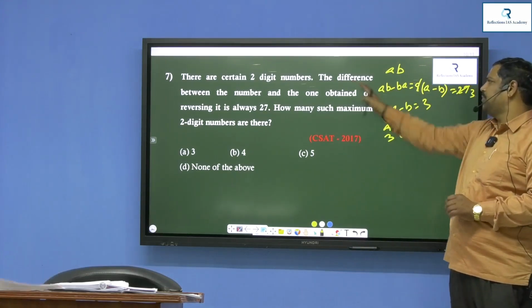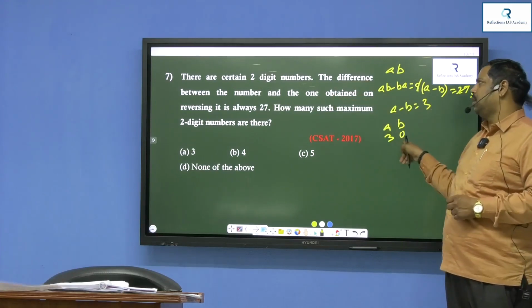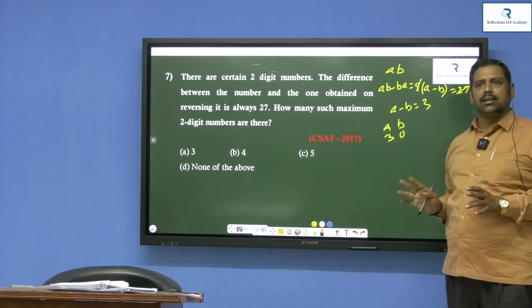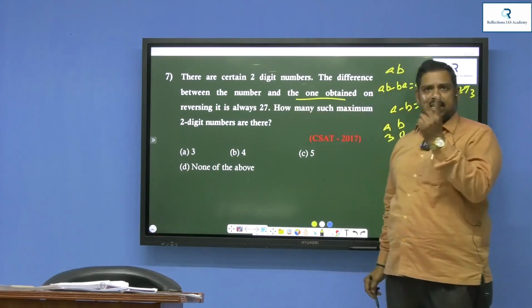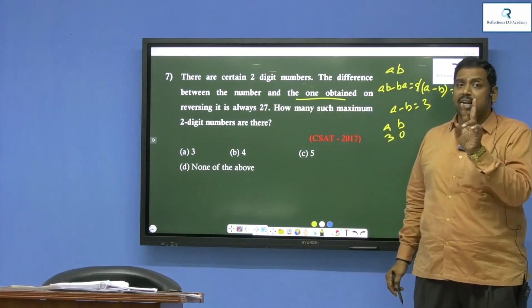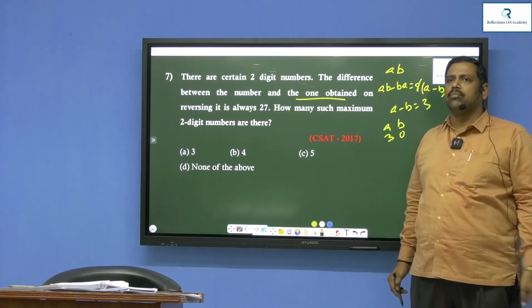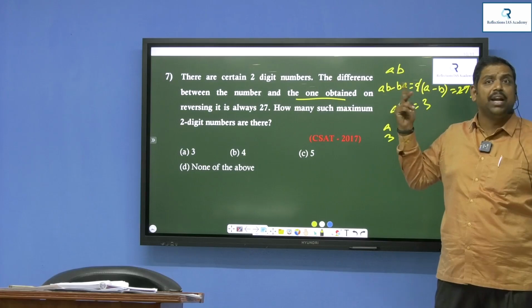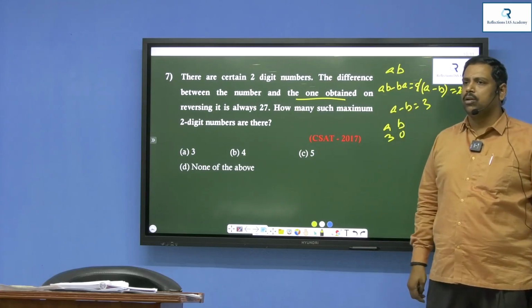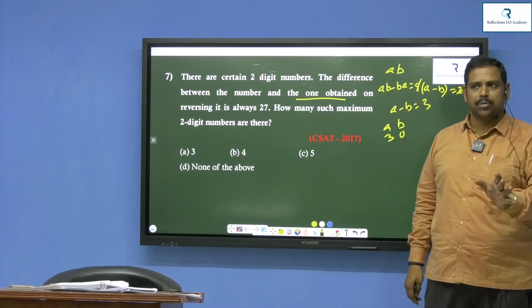So, the question says, the difference between the number and the one obtained on reversing. Clearly, he specified only "the one obtained on reversing". He has not specified that the reversed number is also a 2-digit number. Yes or no? The original number should be a 2-digit number, right?